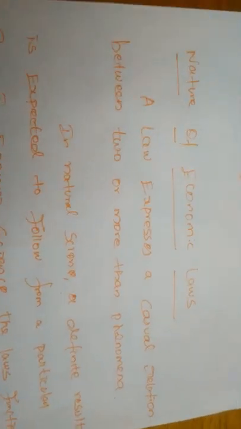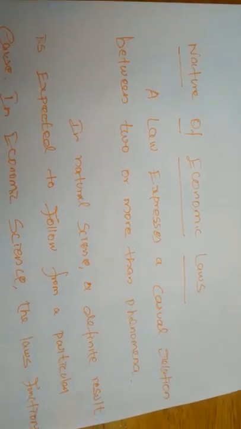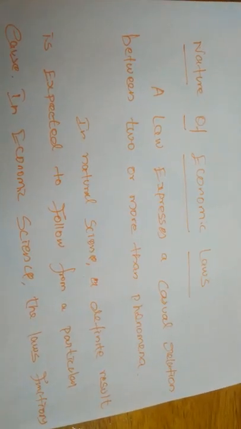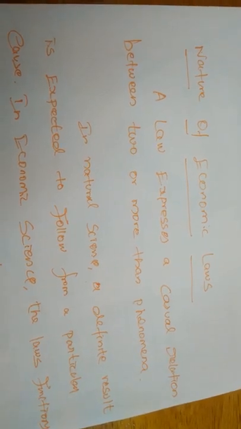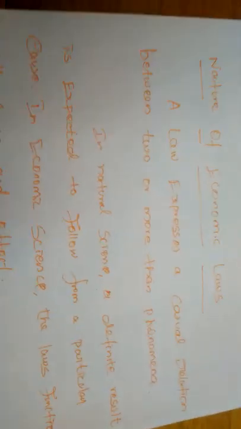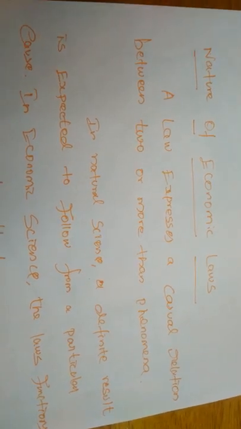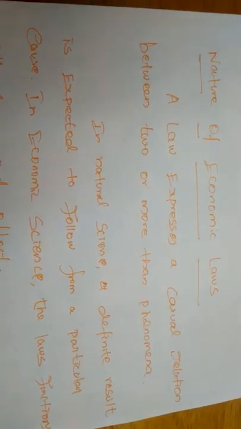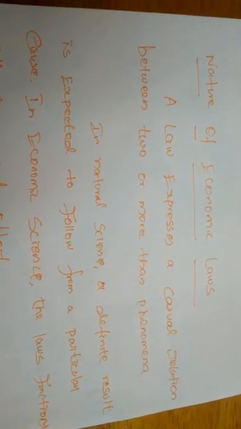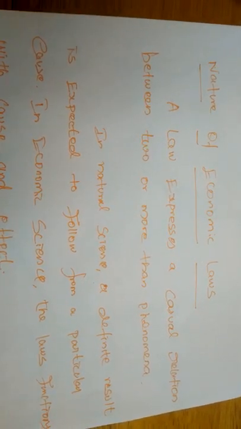And next, the nature of economic laws. Different types of laws, many laws, exist in our subject of economics. A law expresses a causal relationship between two or more phenomena. For example, if you take the law of demand, the law of demand is concluded from different economic phenomena. Economic phenomena means that the increasing price of a commodity is created by different kinds of causes.